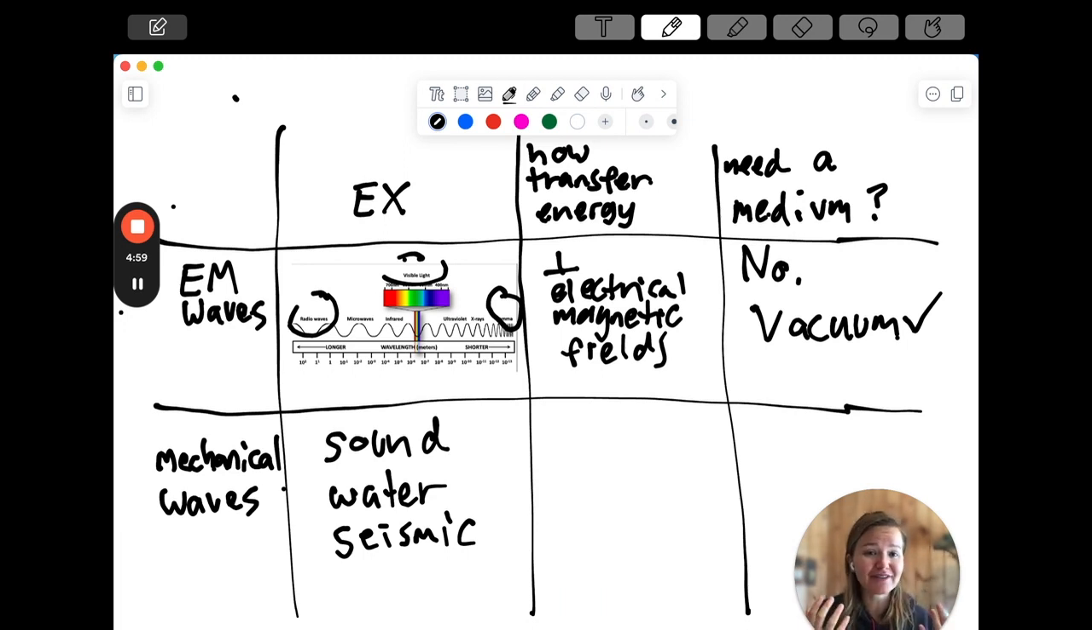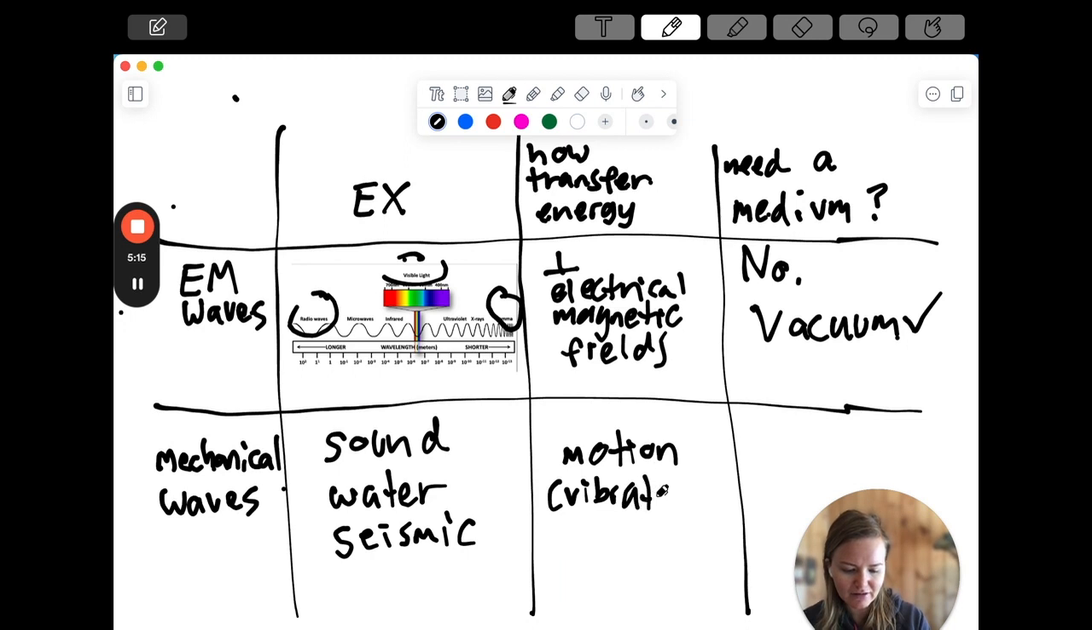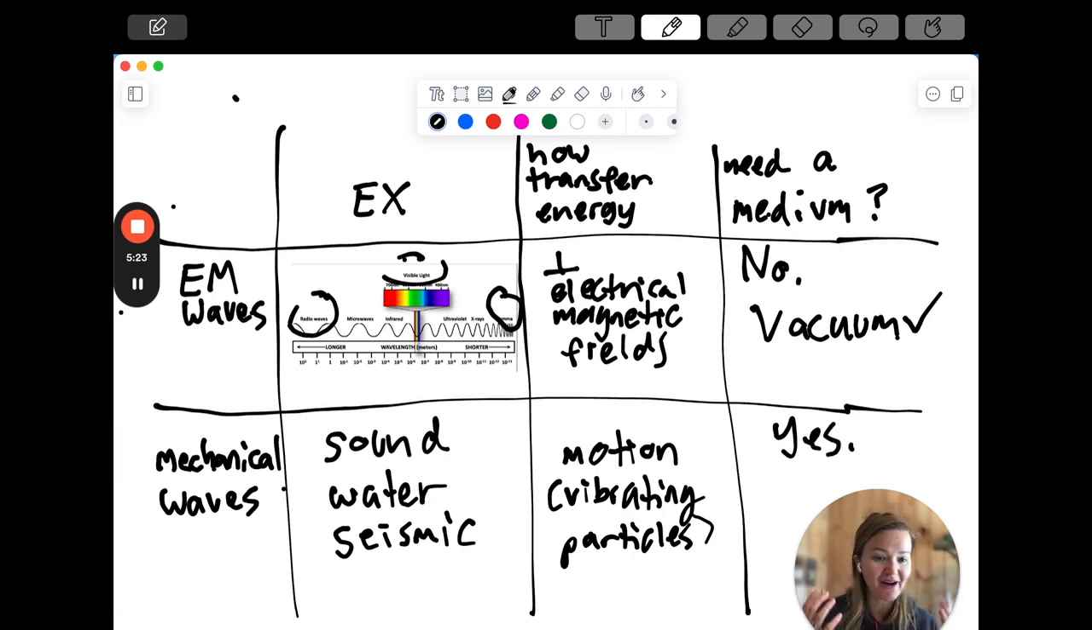That means that they have to have a medium to travel through, because if they don't have a medium, if you're just in a vacuum, there's nothing for them to vibrate, and therefore they can't travel. So mechanical waves, how do they transfer energy? Through motion, specifically through vibrating particles, which of course inherently means that they need to have a medium to travel through, like air or like water.